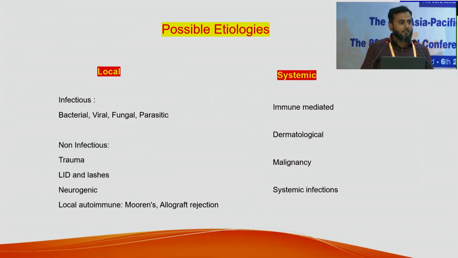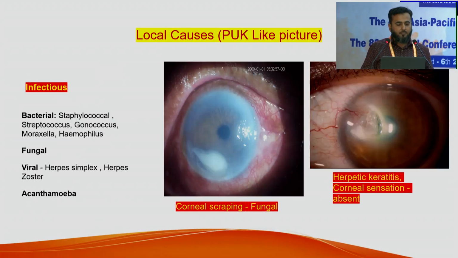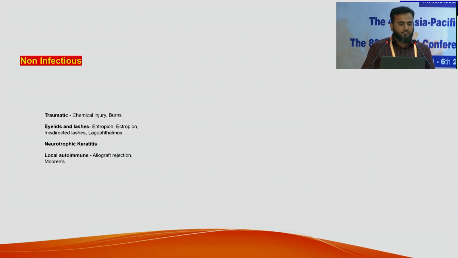So what are the possible etiologies? The etiology can be classified into local as well as systemic. Coming to the local causes, what can give rise to a PUK-like picture? It can be infectious: bacterial causes like streptococcus, gonorrhea, Haemophilus, fungal, viral, and acanthamoeba. You can see in this picture the peripheral ulcerative lesion and corneal scraping showing fungal filaments. As well as the adjacent picture, if you don't do a corneal sensation test, then you will probably miss the herpes keratitis in this case.